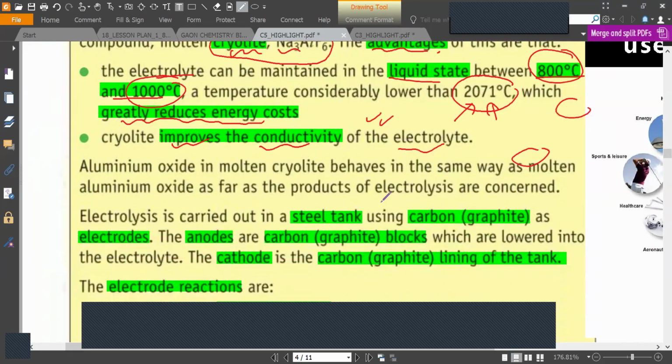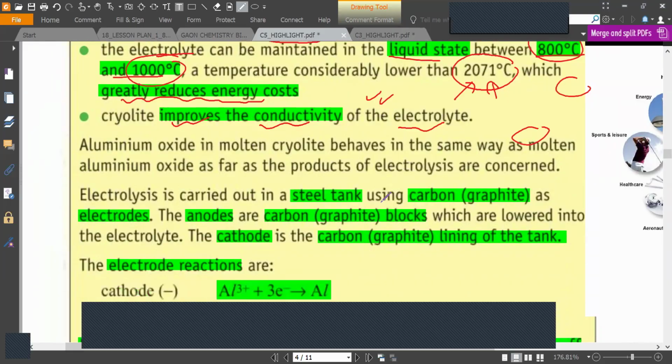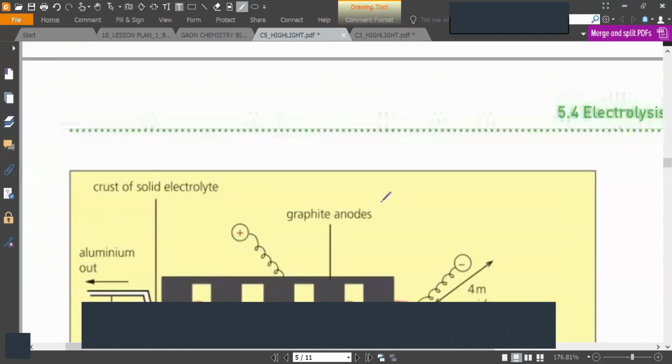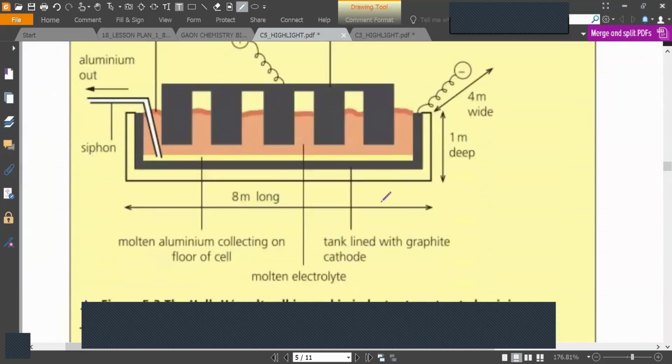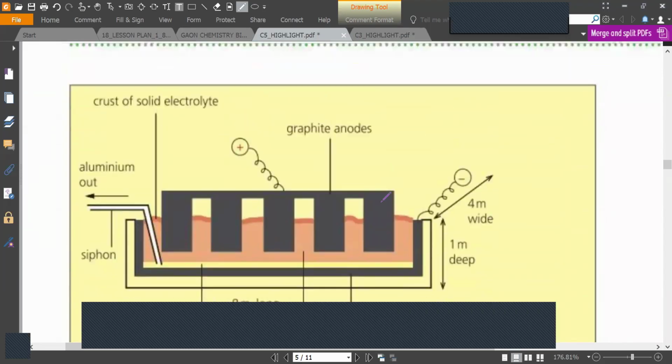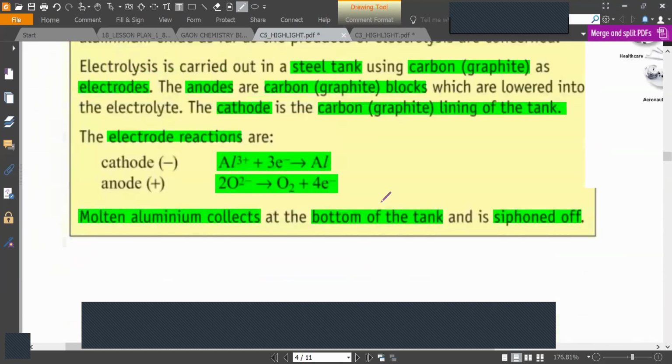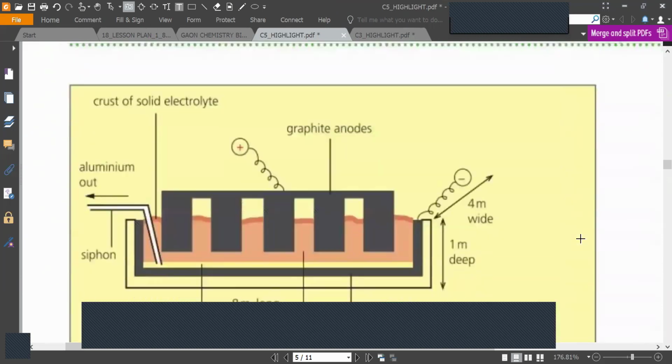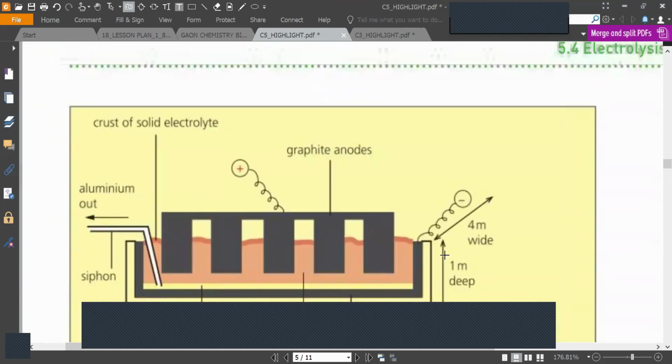Now, what happened? How did the reaction happen? It happened in this steel tank. So the reaction happened here. Let me just copy everything here. So how did the reaction happen?